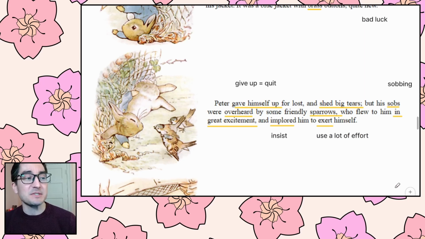Peter gave himself up for lost and shed big tears, but his sobs were overheard by some friendly sparrows who flew into him in great excitement and implored him to exert himself. "You can do it." So that's the first half of our story of Peter Rabbit, and we can stop there.